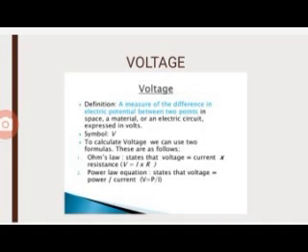To calculate the voltage, V equal to I into R. I is the current, R is the resistance, and V is the voltage. For measuring the voltage, V equal to I into R.